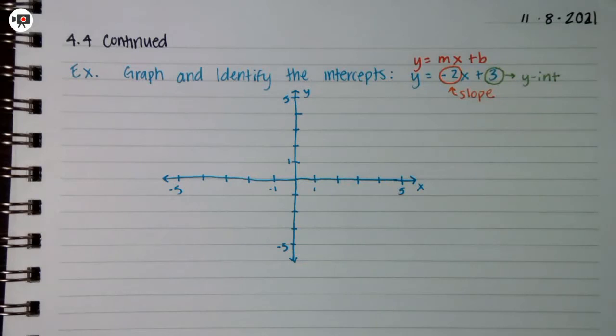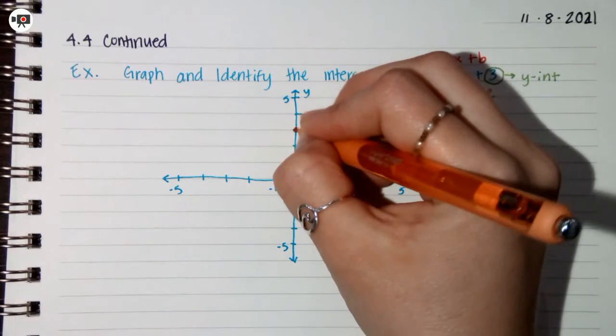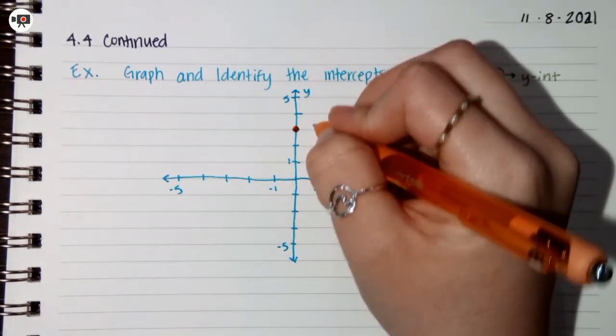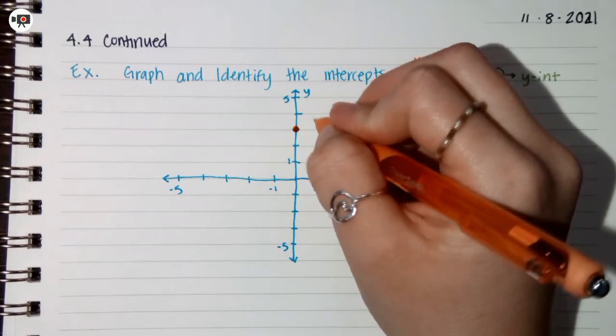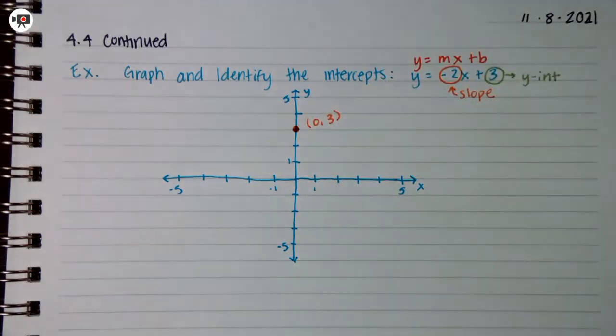So when I go to graph it, I'm going to start with my y-intercept, my 3. So I'm going to go y equals 3. Y-intercept, that's where it crosses the y-axis. And that is the point 0, 3. I didn't go anywhere on x, so x is 0, up 3.